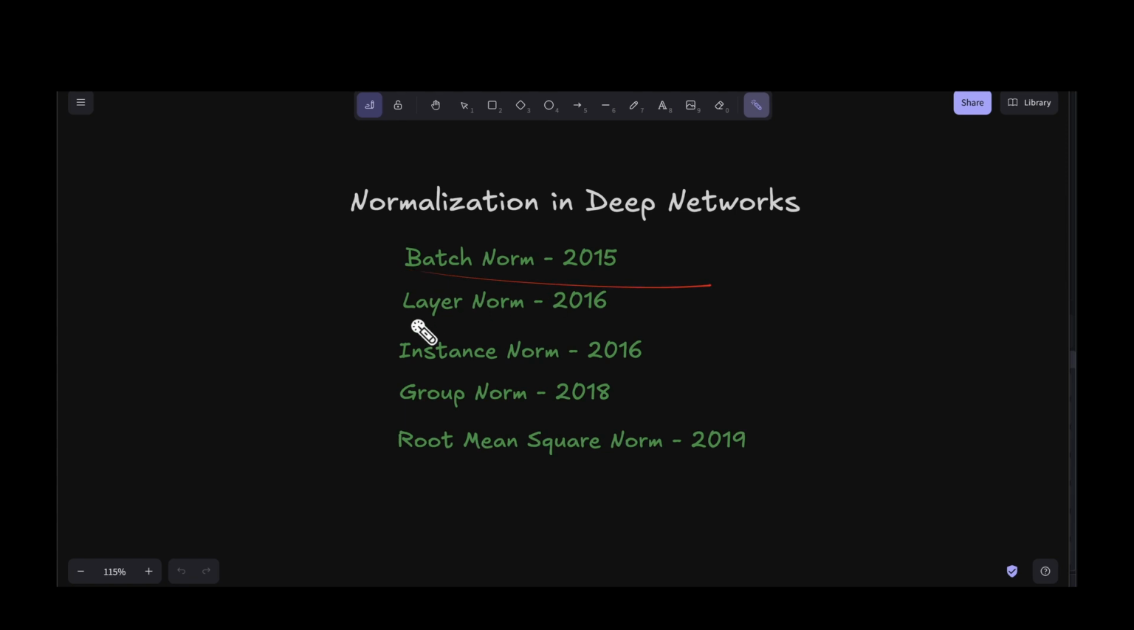Following the introduction of batch normalization, we had layer normalization, instance normalization, group normalization, and root mean square normalization. It's usually layer normalization and root mean square normalization that are used in most of the recent transformer architectures. Even if you take sophisticated models like the latest GPT models or DeepSeek, it's going to be one of these two that is being used.